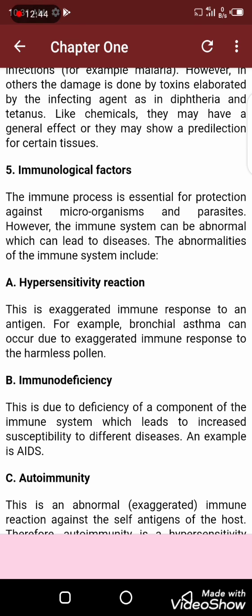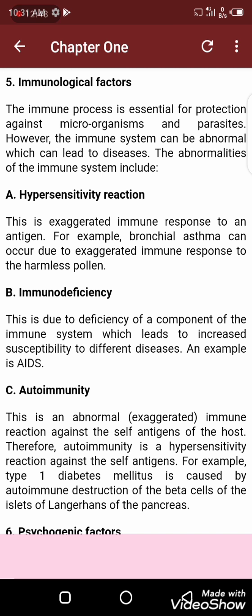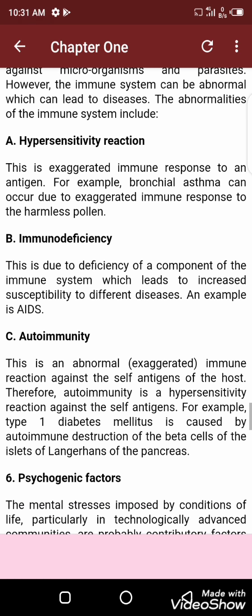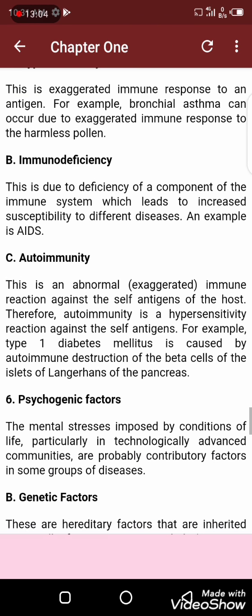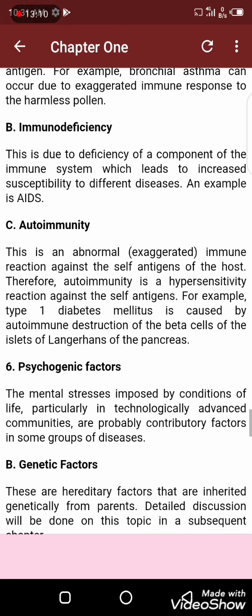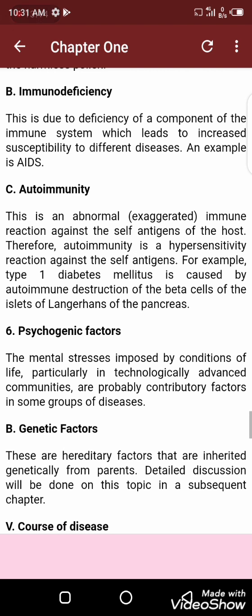However, the immune system can be abnormal, which can lead to diseases. The abnormalities of the immune system include hypersensitivity reaction. This is an exaggerated immune response to an antigen. For example, bronchial asthma can occur due to an exaggerated immune response to harmless pollen. Immunodeficiency. This is due to deficiency of a component of the immune system, which leads to increased susceptibility to different diseases. An example is AIDS.